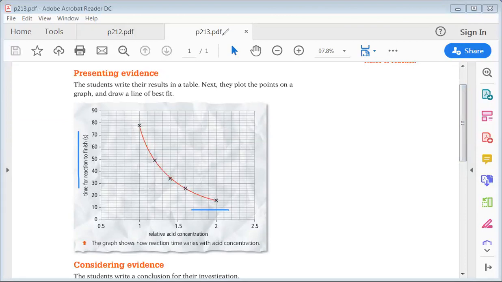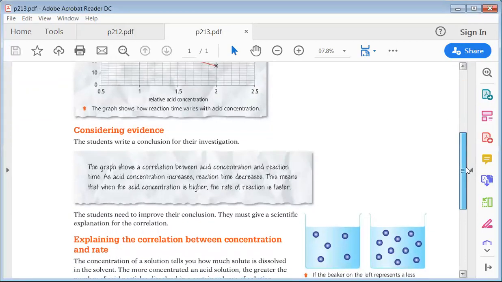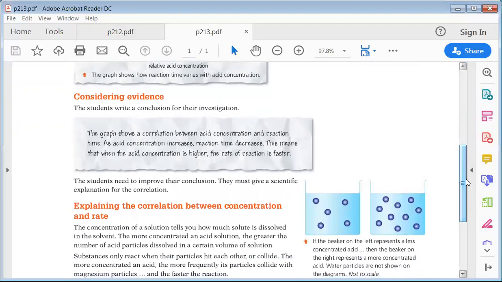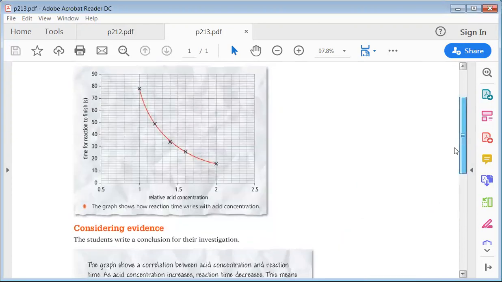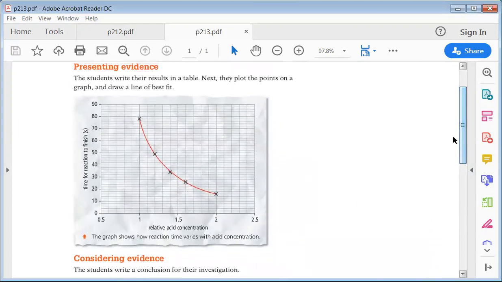Okay, so now they plot their data in the graph, and they wrote a conclusion for their investigation. They said the graph shows a correlation between acid concentration and reaction time. Okay, look at the graph here. I need you to find out the correlation between the time and the concentration of the acid.